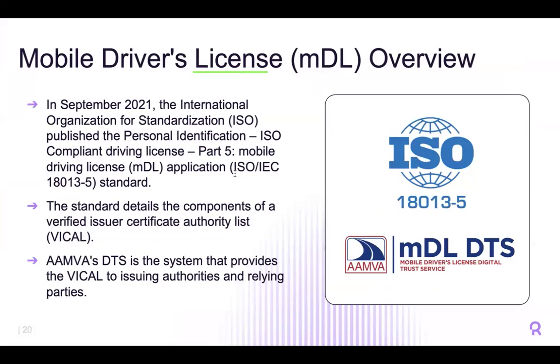The standard details the components of a verified issuer certificate authority list, through which a list of legitimate issuing authority public keys can be shared with relying parties. Similar to ICAO, the American Association of Motor Vehicle Administrators' Digital Trust Service is a system that provides the verified issuer certificate authority list, VICAL, to issuing authorities and relying parties. Participating issuing authorities provide the organization with the public keys used to issue the MDLs, which are then loaded into the system.